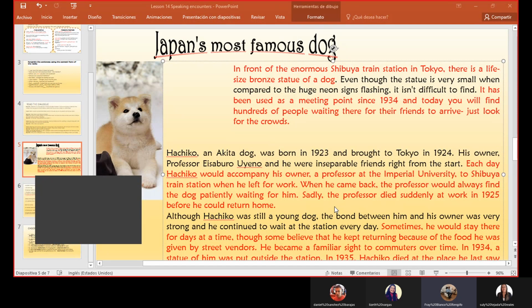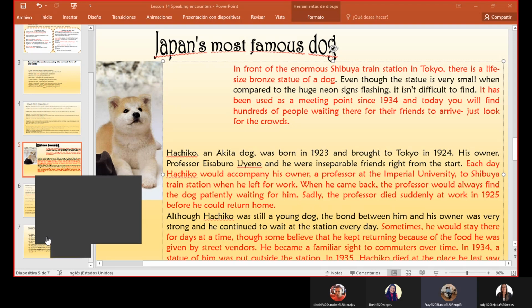In front of the enormous Shibuya train station in Tokyo, there is a life-size bronze statue of a dog. Even though the statue is very small when compared to the huge neon signs flashing, it isn't difficult to find. It has been used as a meeting point since 1934, and today you will find hundreds of people waiting there for the train to arrive. Just look for the crowds.